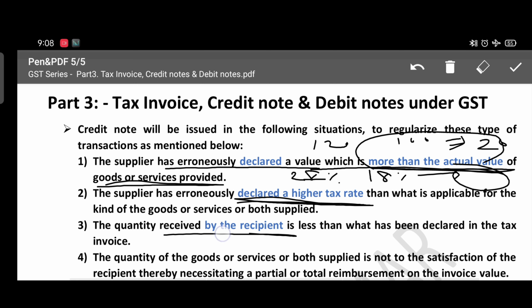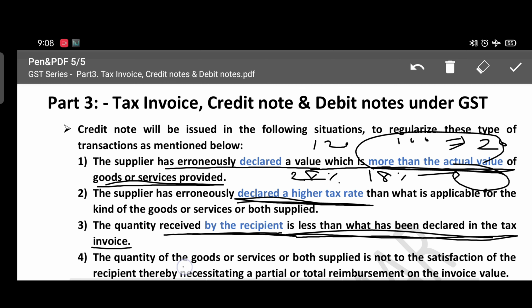And the quantity received by the recipient is less than what he has declared. Suppose the quantity ordered by the recipient is 100, but he has actually received only 80. That means the supplier has provided a lesser quantity. Then the recipient will raise a debit note on the supplier, and against that the supplier will issue a credit note. Then he can reduce the tax liability and match it with the 80, the actual quantity.